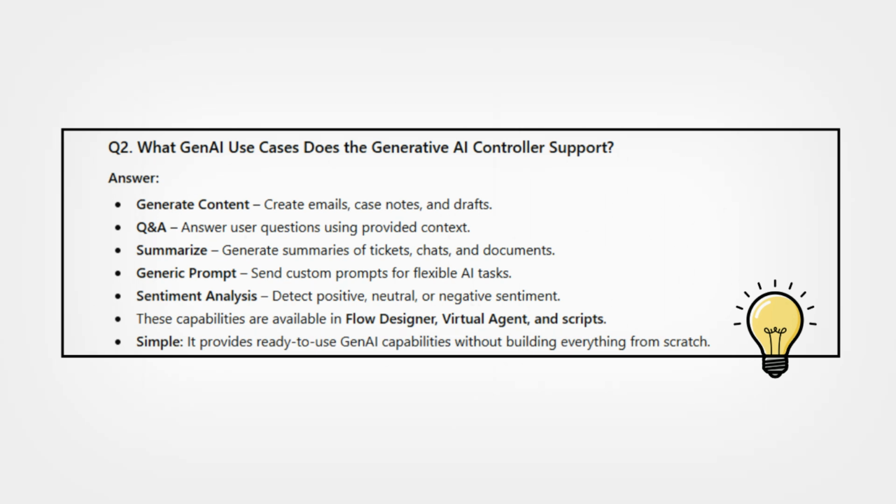Then for generating prompts, it is a kind of flexible mode where you send any prompt to the model for brainstorming or custom flows, and then you use it in that particular flow. Okay, and the last one is sentiment analysis. It is where the model classifies the input as positive, neutral, or negative sentiment. So these are the few use cases that are exposed in Flow Designer, Virtual Agent Designer, and scripts. Okay, so you can drop generative AI into workflows in a structured way rather than inventing everything from scratch.